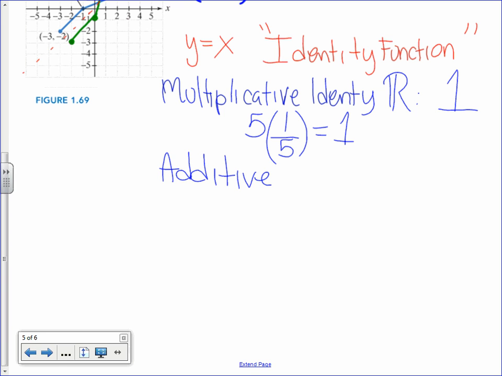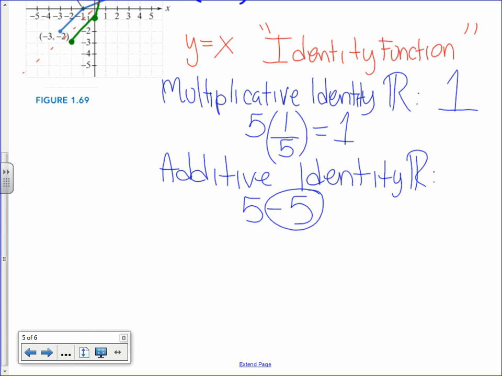Now, what is the additive identity? Well, if we have a 5 and I subtract 5, this is the additive inverse with the purpose to get 0. So the additive identity is 0 for all real numbers. Yes, correct.